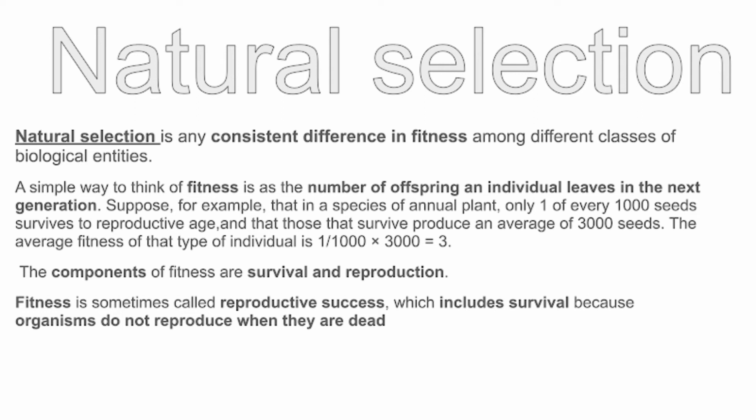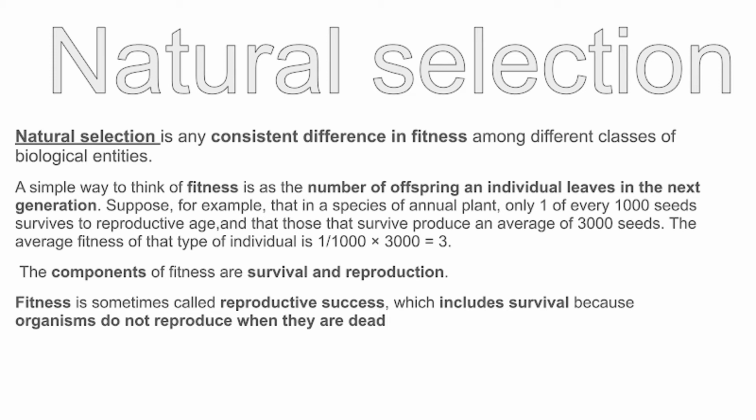All the examples that have been told for adaptation have taken place because those characters were fit for the environment and nature has selected them. So adaptation took place through the process of natural selection over the generations. Now let us understand what we mean by fitness. Fitness is the number of offspring an individual can leave in the next generation.